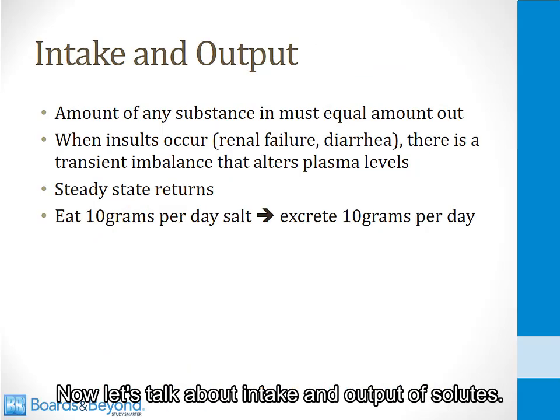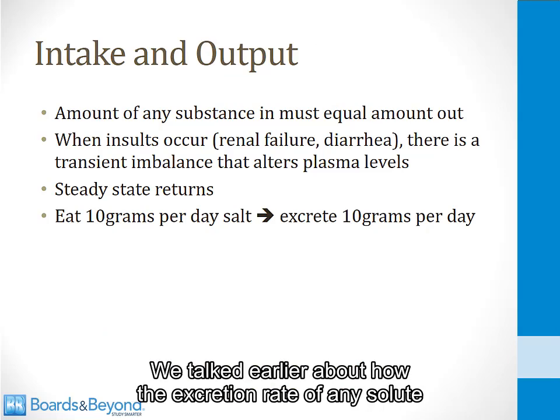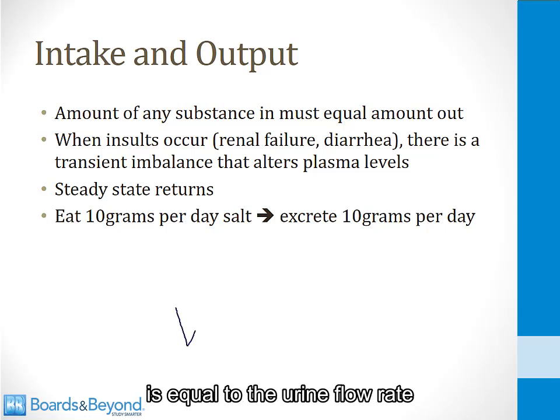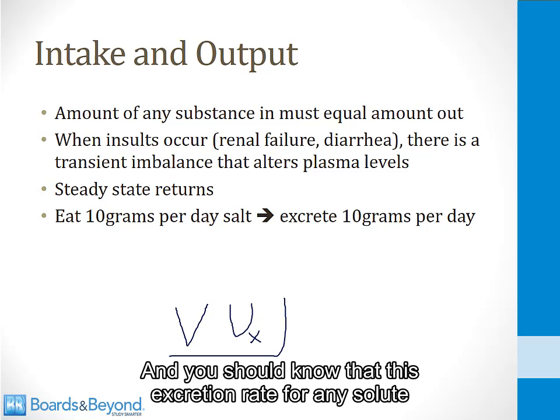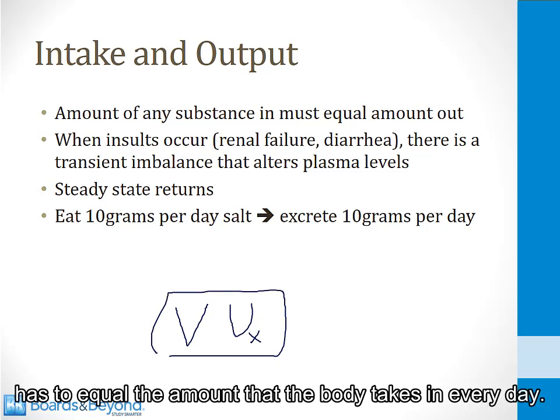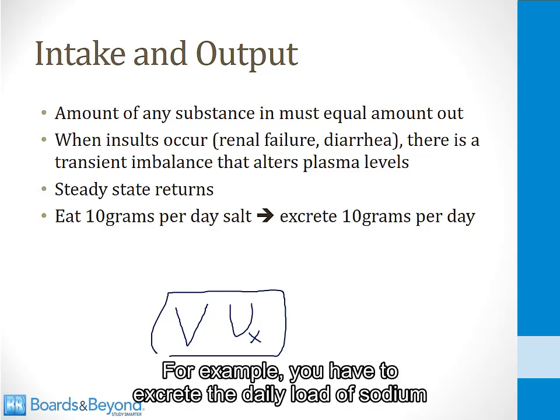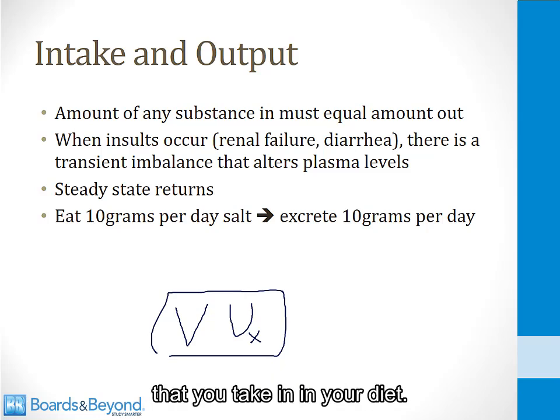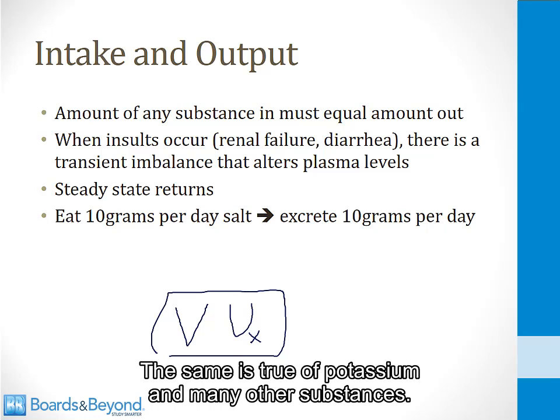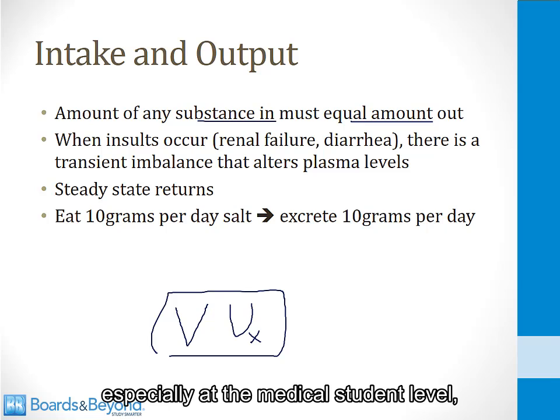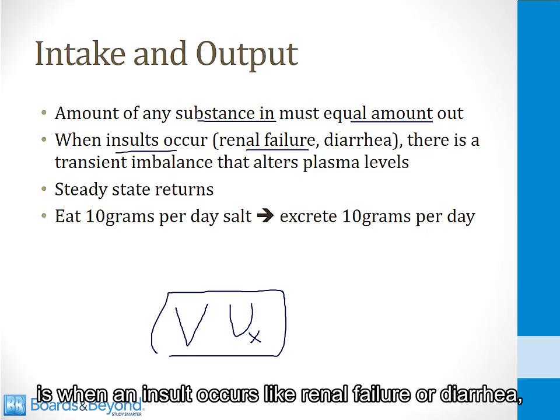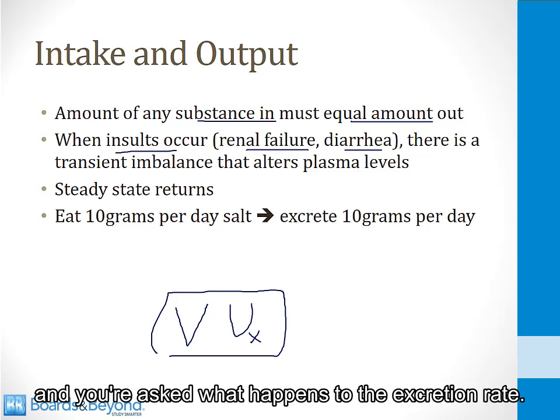Now let's talk about intake and output of solutes. We talked earlier about how the excretion rate of any solute is equal to the urine flow rate times the concentration of that solute X in the urine. And you should know that this excretion rate for any solute has to equal the amount that the body takes in every day. For example, you have to excrete the daily load of sodium that you take in your diet. The same is true of potassium and many other substances. The amount of any substance in must equal the amount out. Where this gets confusing, especially at the medical student level, is when an insult occurs, like renal failure or diarrhea, and you're asked what happens to the excretion rate.